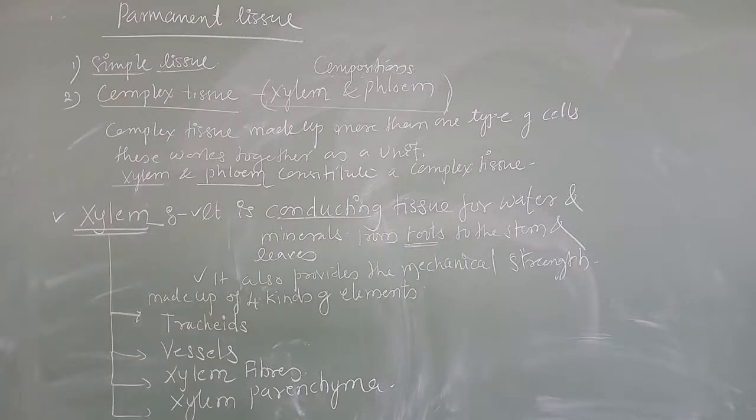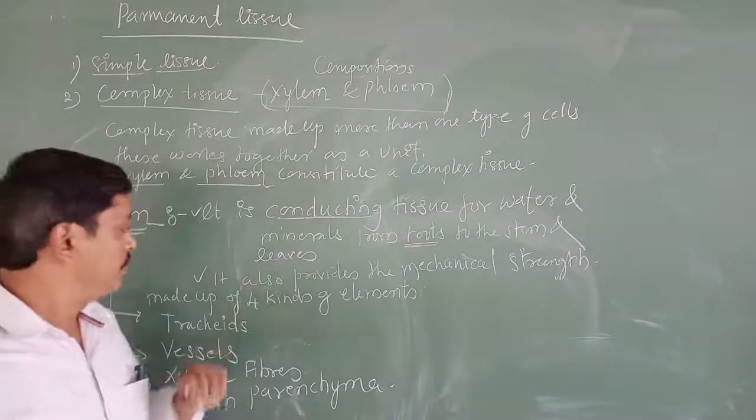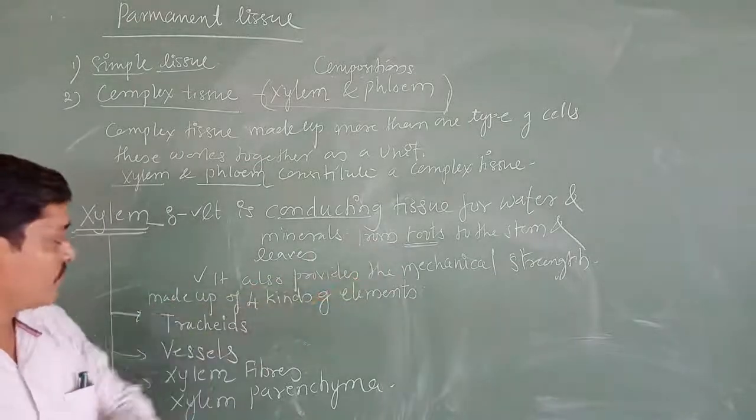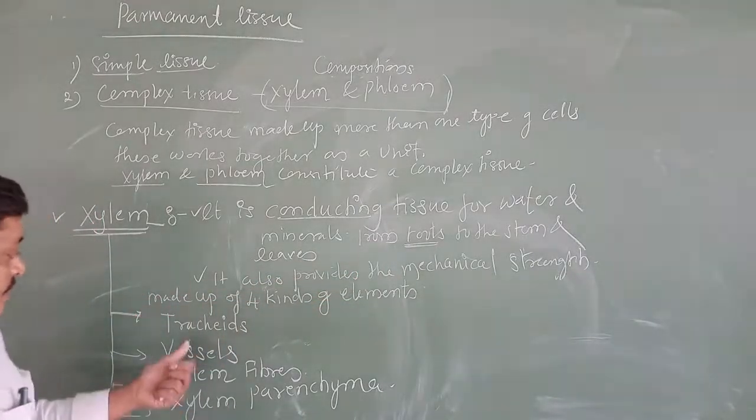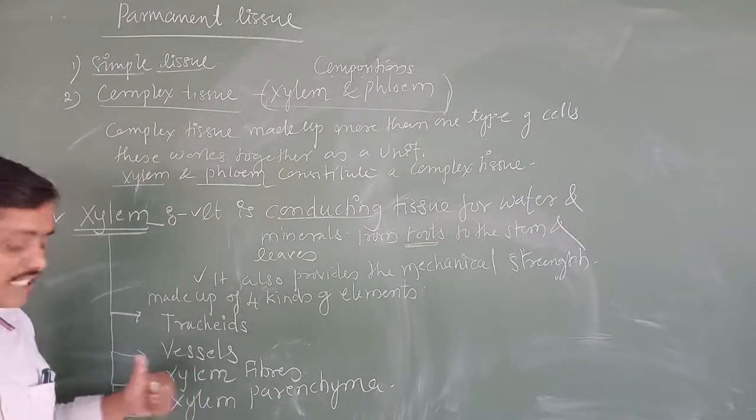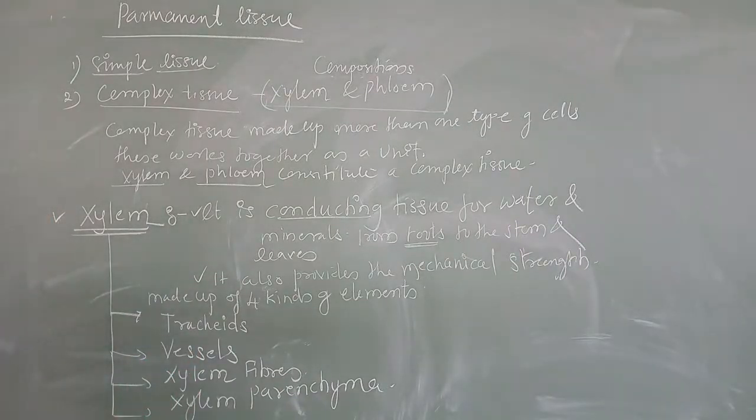Xylem is a conducting tissue for water and minerals from root to the stem and leaves. It also provides mechanical strength. The xylem is made up of four kinds of elements: tracheids, vessels, xylem fibers, then xylem parenchyma. Now we are going to start discussing one by one what the components of the xylem are.